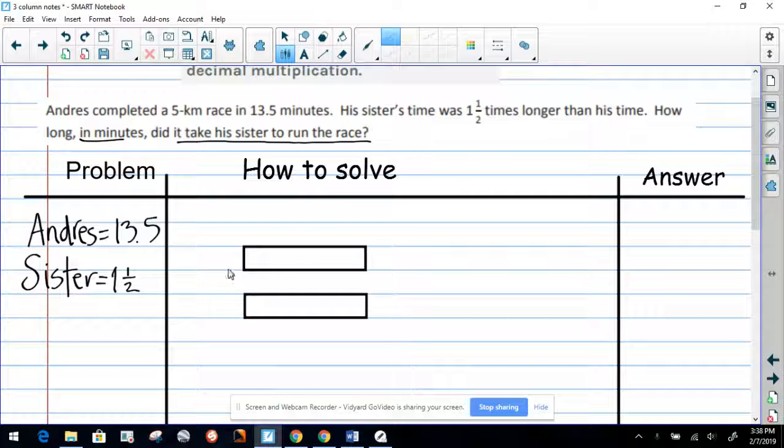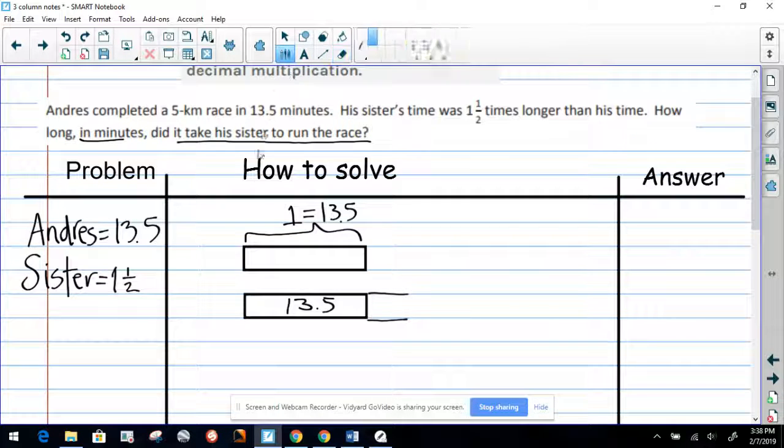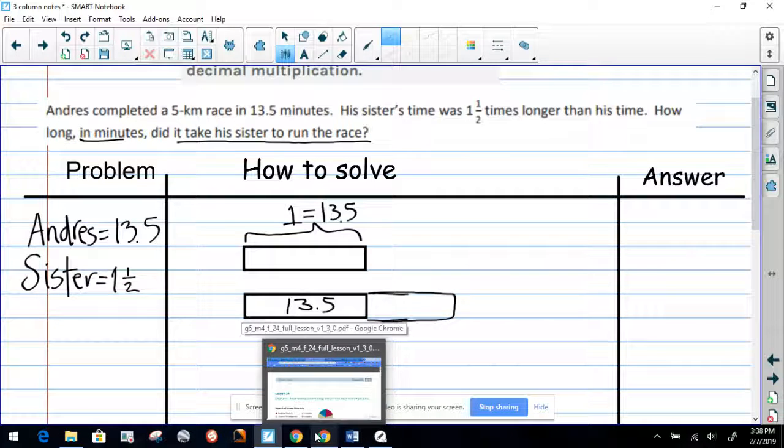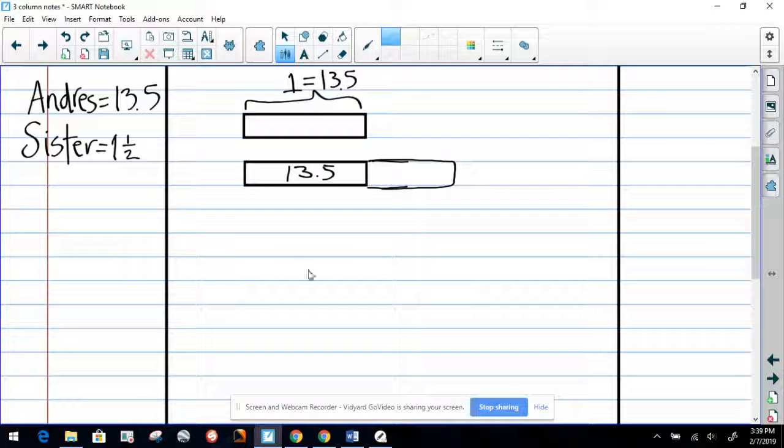Okay, so now we know that Andres ran the race in, because it's only one race, this is one. And that one equals 13 and 5 minutes. And the sister did it on the same time, which is 13.5 plus another half. That doesn't look like a half. Let's make it a little longer. So let's make it another half. How about there? So now we know that the sister was, this is one whole and this is half.